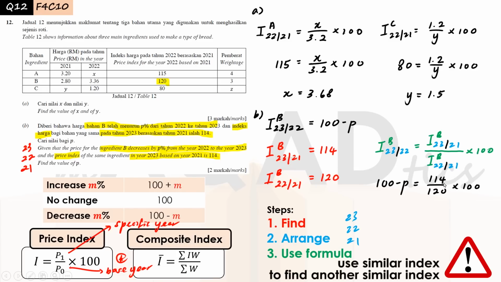According to the price index stated here, I'm going to substitute the values to find the value of P. The price index for 23/22 will be this one, 100 minus P, so I'm going to put it here. We simplify it and we can find the value of P, which is 5. So this method is like a shortcut to help us find one of the price indices by using similar price indices. For example, here all are based on ingredient B. This method is actually stated on page 275 in the textbook for both versions, BM and BI, so y'all can check it out.